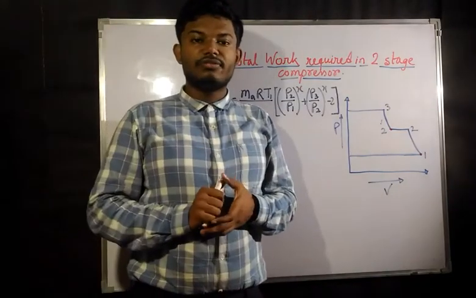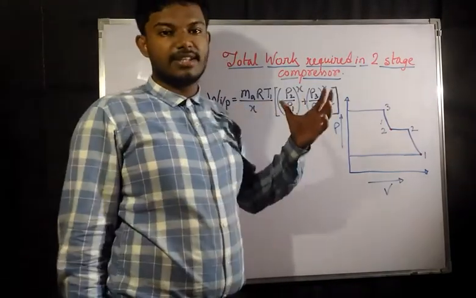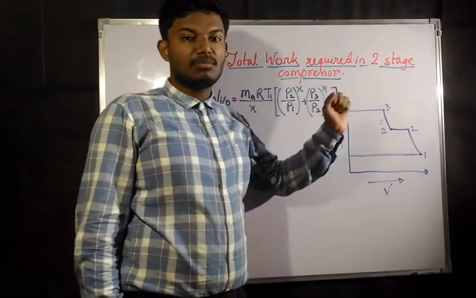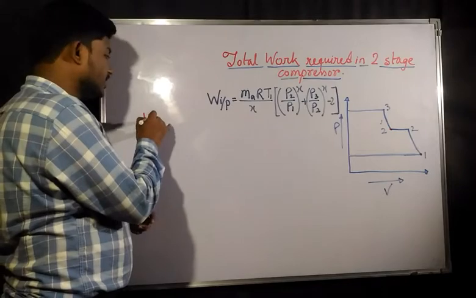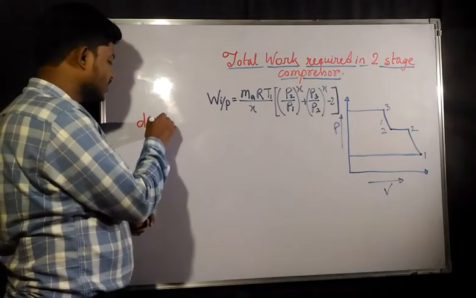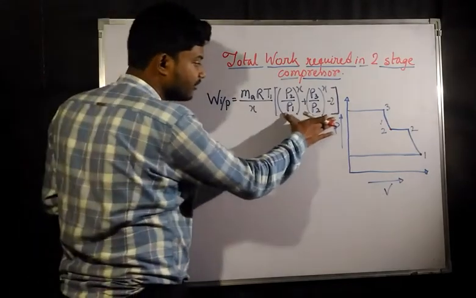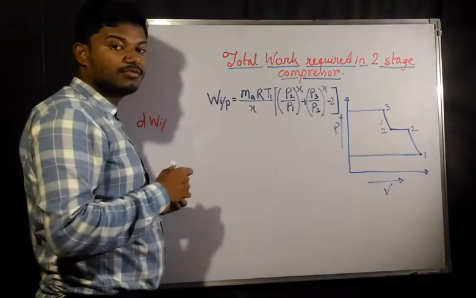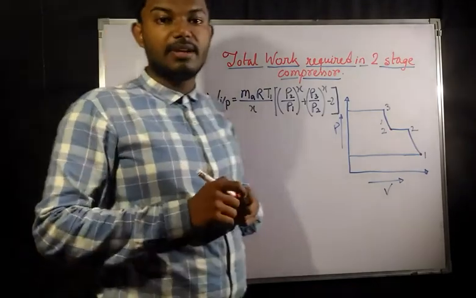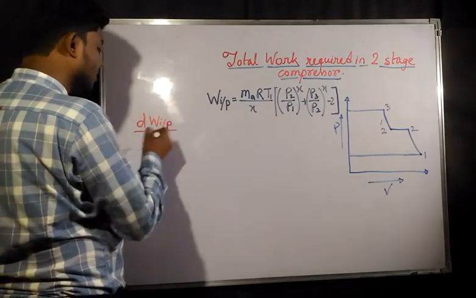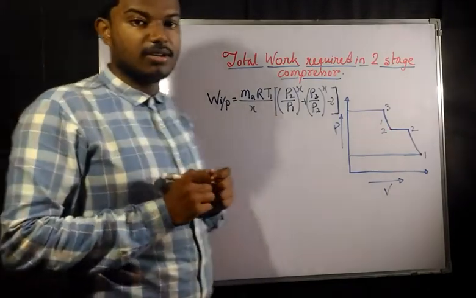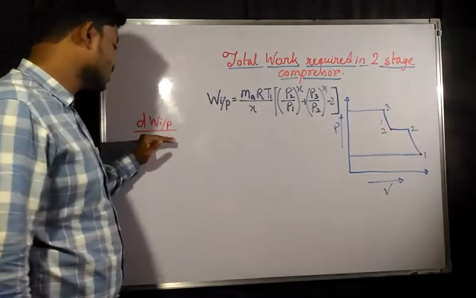So now we are going to find what would be the minimum work condition. To get the minimum work condition we need to differentiate. This is the expression which we found on the last board, the expression for work input in a two-stage compressor. So if you differentiate this work input, but with respect to what?